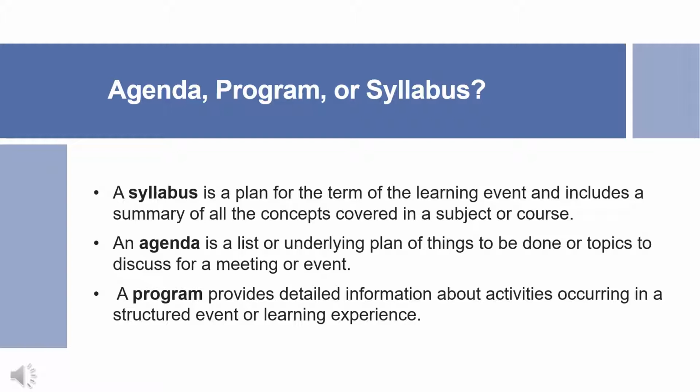A syllabus is a plan for the term of the learning event and includes a summary of all the concepts covered in the subject or course. An agenda is a list or underlying plan of things to be done or topics to be discussed for a meeting or event. A program provides detailed information about the activities occurring in a structured event or learning experience.